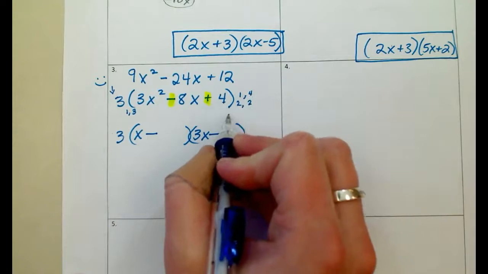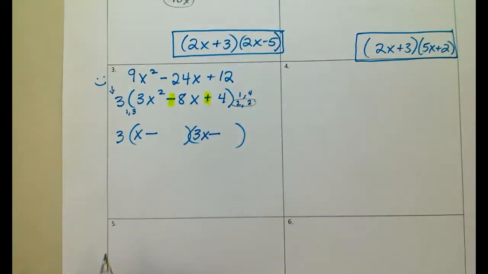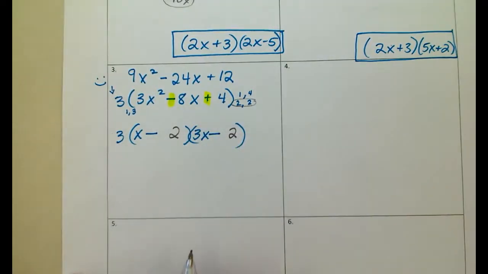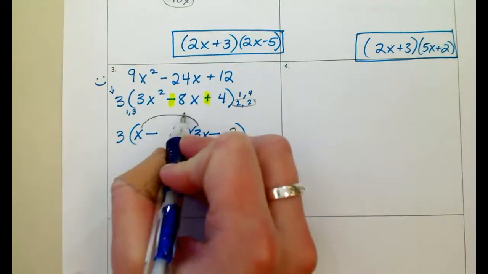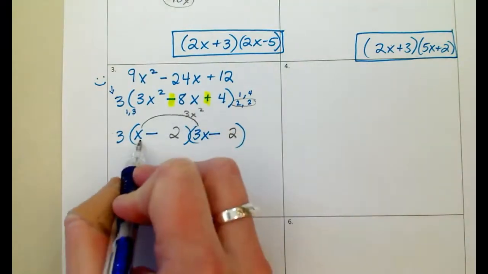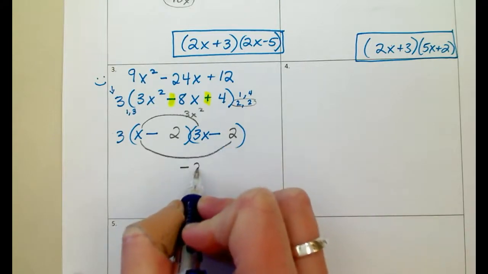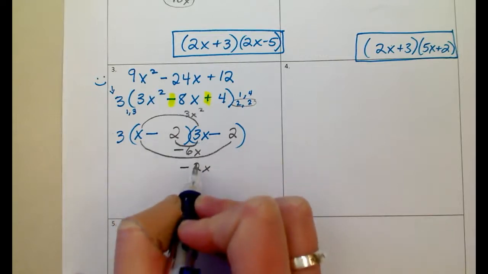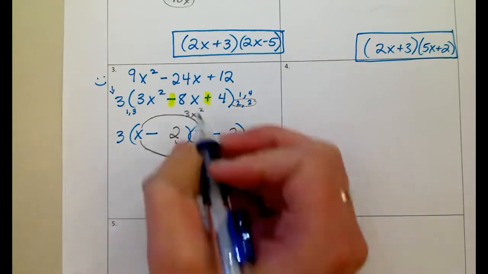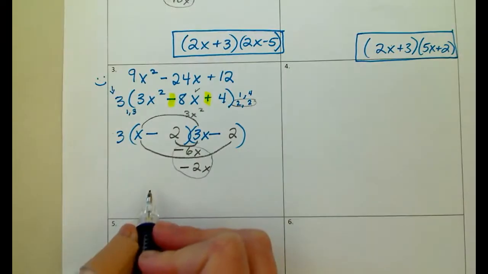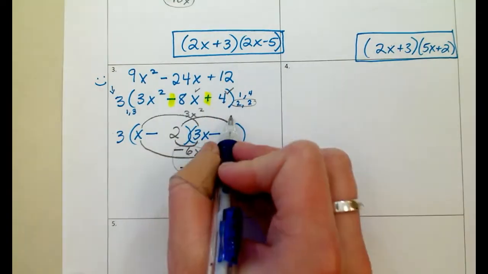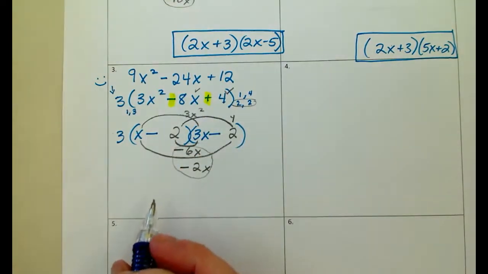So I have 1 and 4 and 2 and 2. Doesn't matter which one you start with, I'm going to start with my smaller numbers. So if I plug in 2 and 2, I'm going to check this with multiplication. x times 3x is 3x squared. x times negative 2 is negative 2x. Negative 2 times 3 is negative 6x. And negative 6 and negative 2 add to my negative 8. And negative 2 times negative 2 is positive 4. So this one has checked off to be correct.